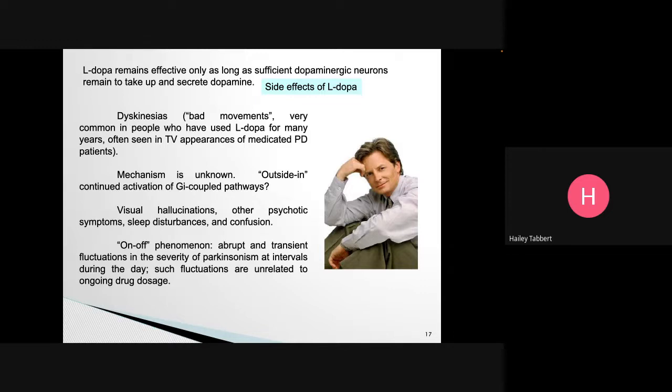And there is this on-off phenomenon, a very abrupt and transient fluctuation in the severity of Parkinsonism. Parkinsonism is just a demonstration of symptoms associated with Parkinson's. This can occur at different intervals during the day, and these fluctuations are unrelated to ongoing drug dosage. So even though we can treat it, there's still not a whole lot we can do other than try to help make the symptoms a little bit more minor.